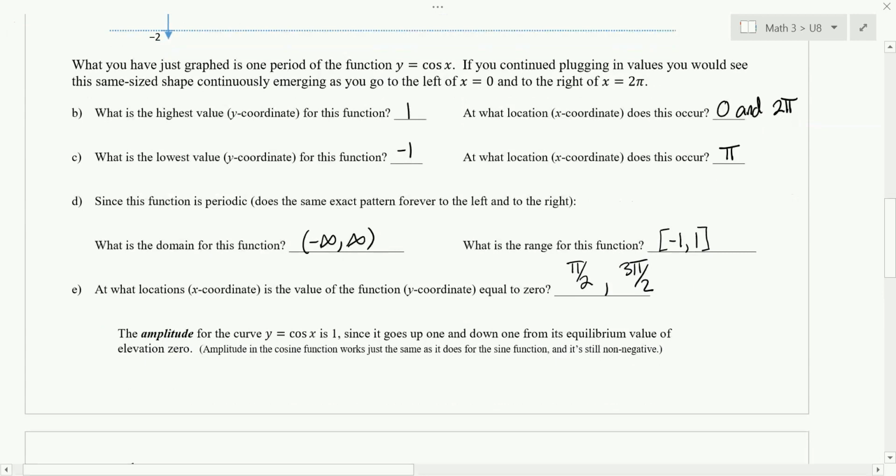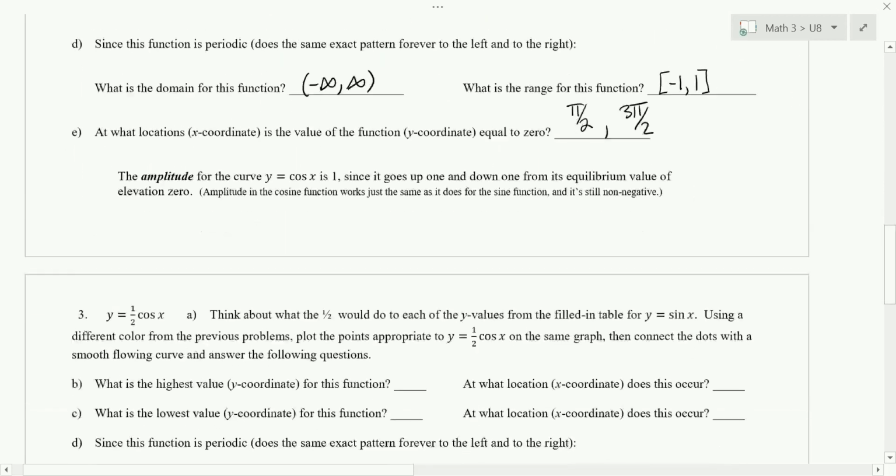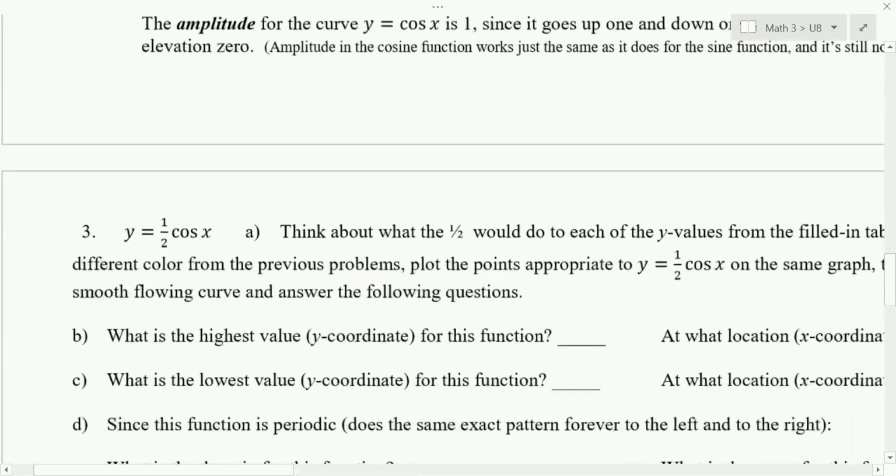Amplitude, still the same definition we were working with yesterday. Cosine has an amplitude just like the sine does. Okay, and so in number 3, what's our amplitude? Right here, 1/2. Okay. Can amplitude ever be negative? No, amplitude is always positive. If there's a negative in front of that number, the negative does what? Reflects it, right? Okay.